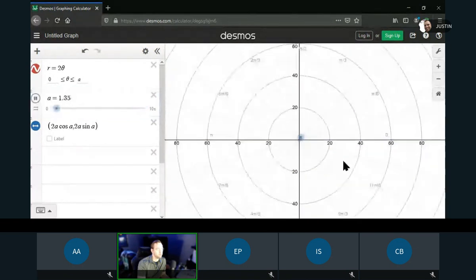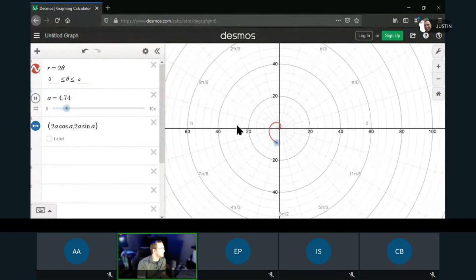And then it starts over, and it does it again. You can always pause it, and you can click on the point, and it'll show you where it's at. I can even drag this value around to see what's going on.